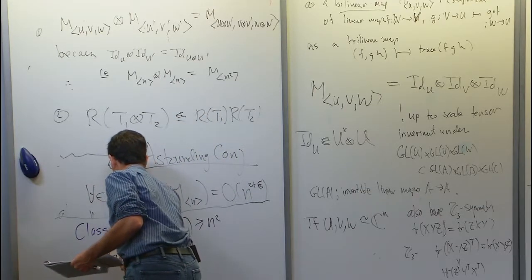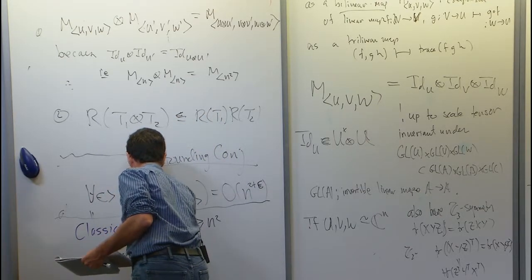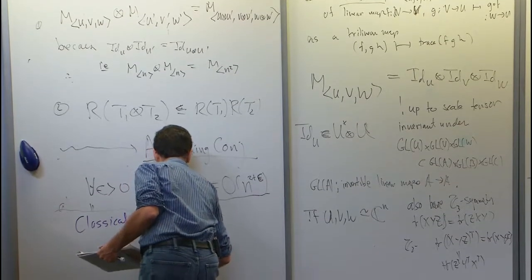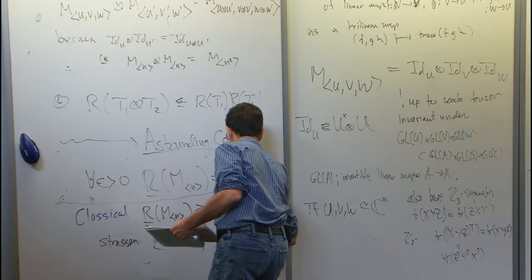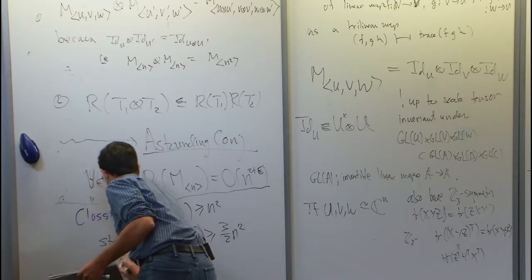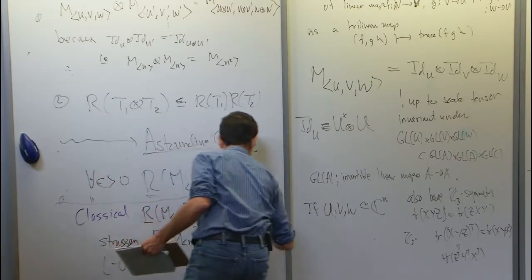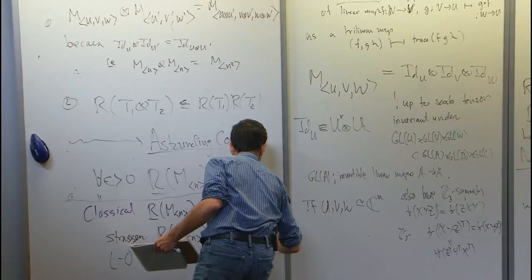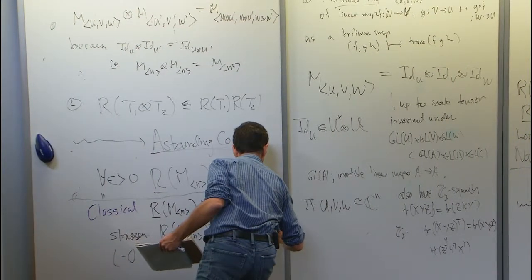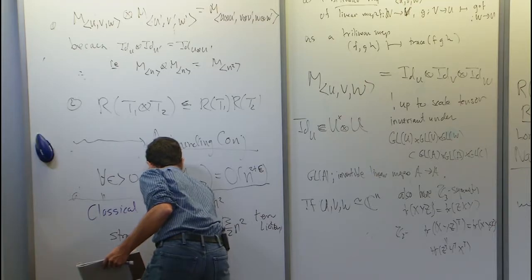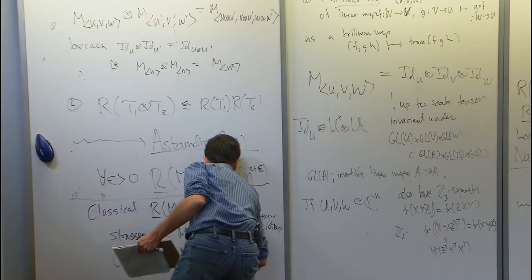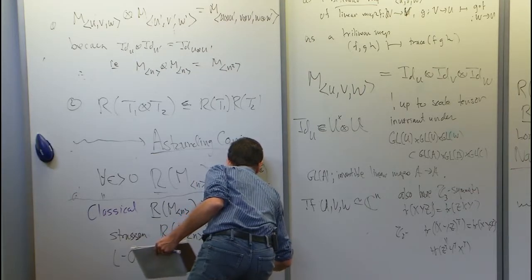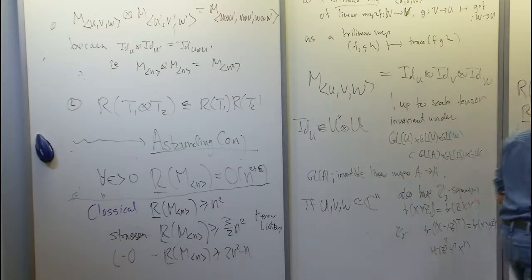Strassen, everything has Strassen's name on it. That's why I get confused. This is at least 3/2 n squared. And then with Ottaviani, plus an error term, we got this up to 2 n squared minus n. And that's where it stands at the moment.